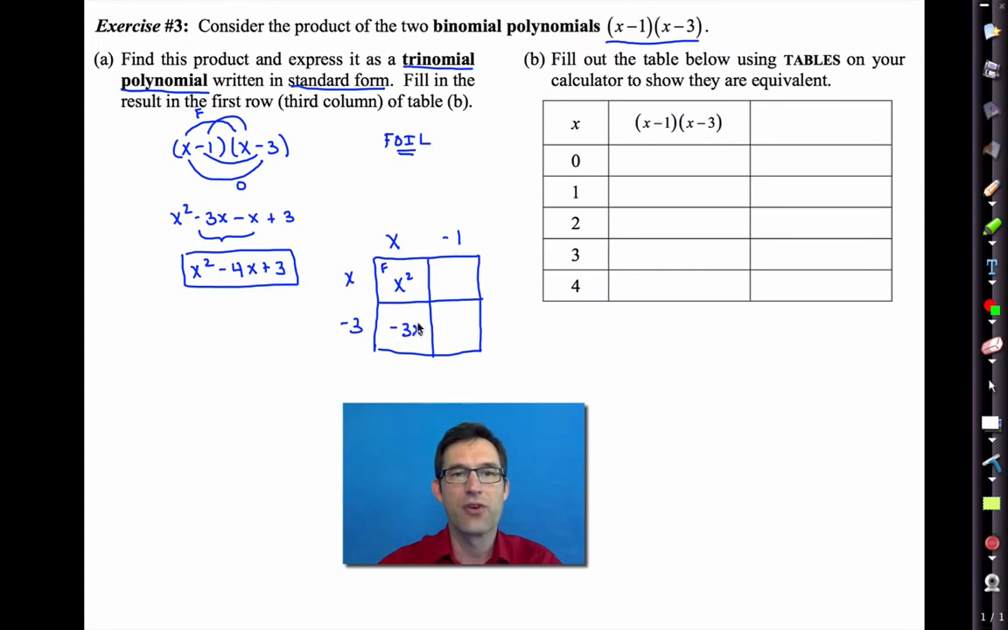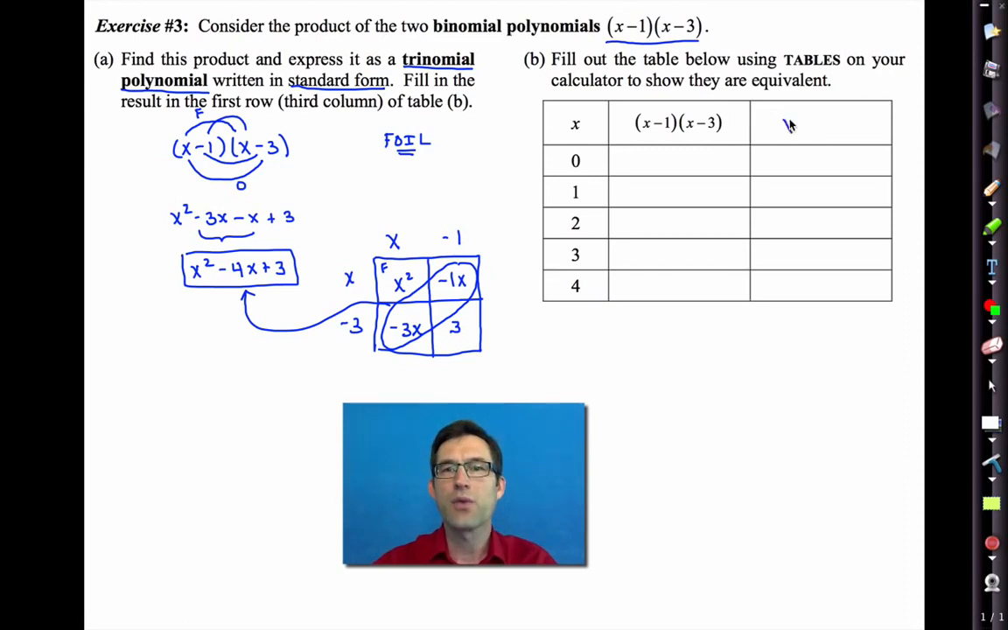That's my outer term. X times -1, that's my inner term. And -3 times -1, that's my last term. And again, there are those two terms that we combine to get the -4x. That's going to be very important because eventually we're going to reverse this process in what's known as factoring. We've talked about that before.